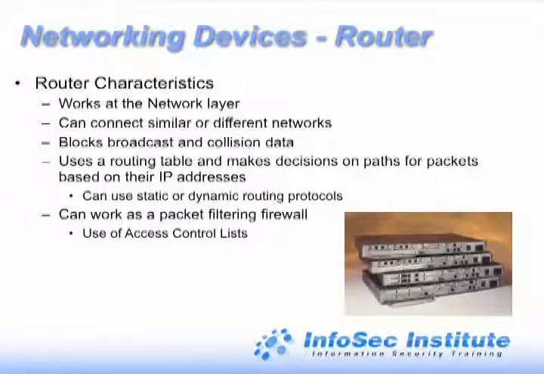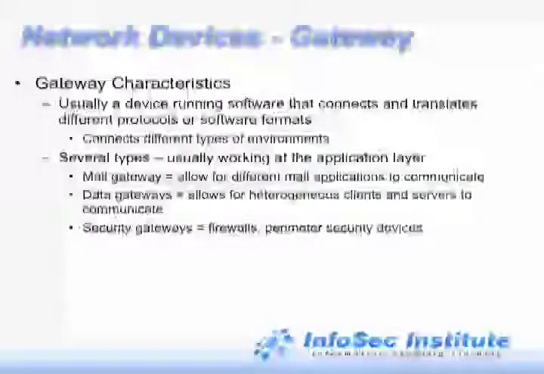Okay, router characteristics. This works at the network layer. It can connect similar or different networks, blocks broadcast and collision data. It uses a routing table to make decisions on the path of packets based on their IP address, not their MAC address, like a switch. This can also work as a packet filtering firewall. Again, use of access control lists. And if they do mention the term firewall, like I mentioned before, it's probably going to be at the lowest level layer, which is probably going to be a stateless firewall, which when it comes down to it, is the same type of scenario as a router with an ACL.